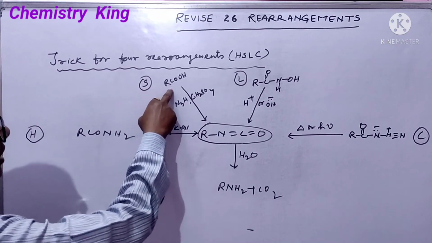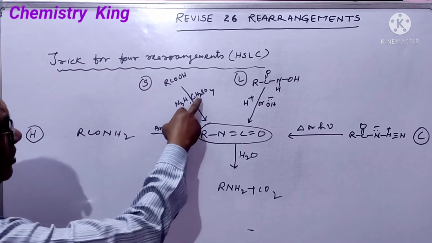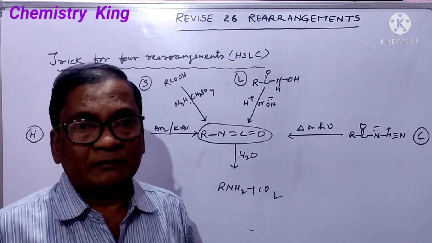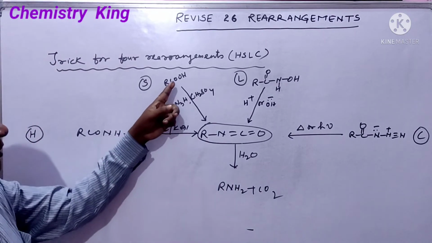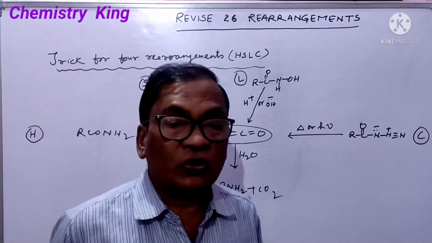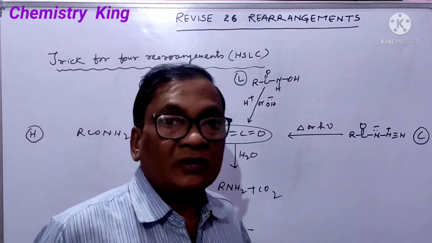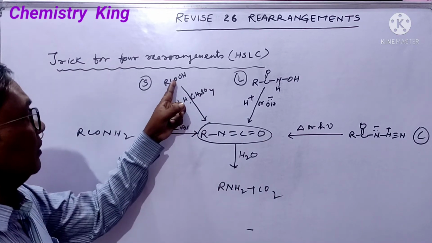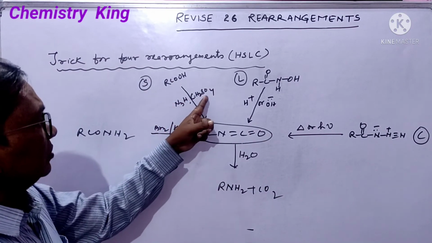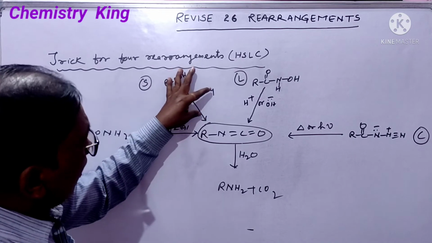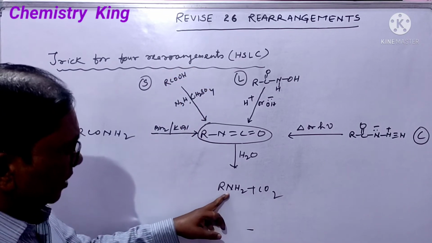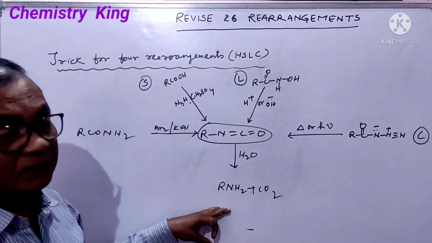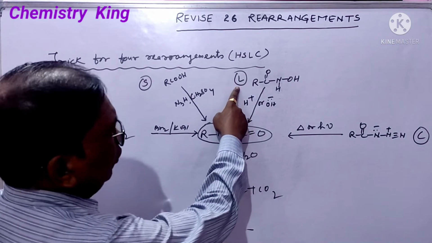In the Schmidt rearrangement, it is carboxylic acid, hydrazoic acid, and sulfuric acid. Again, I am repeating, to learn the Schmidt reaction, there is a trick. I have said that all these 3 are acids, so I say these are 3 idiots. All these 3, carboxylic acid, hydrazoic acid, sulfuric acid, all 3 acids will combine together, giving rise to amine, a base. 3 acids will give a base.